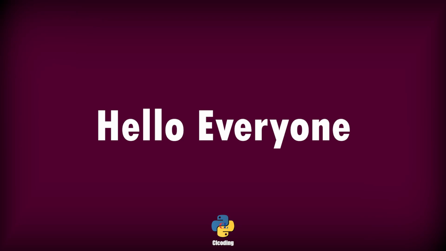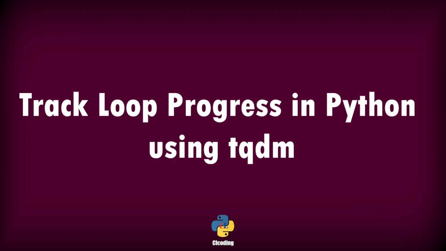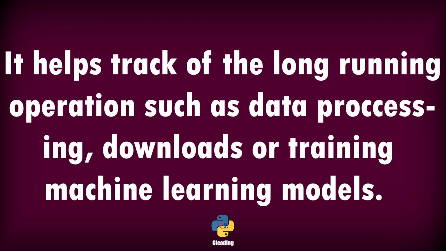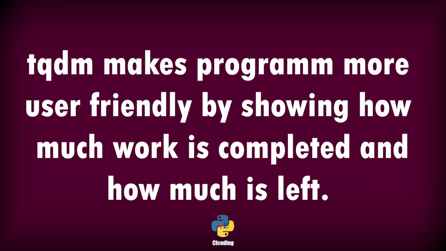So today's video is about tracking loop progress in Python using tqdm. The tqdm library in Python is used to create progress bars for loops and tasks. It helps track the progress of long-running operations such as data processing, downloads, or training machine learning models. tqdm makes programs more user-friendly by showing how much work is completed and how much is left.